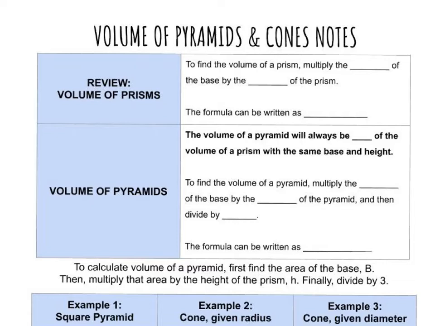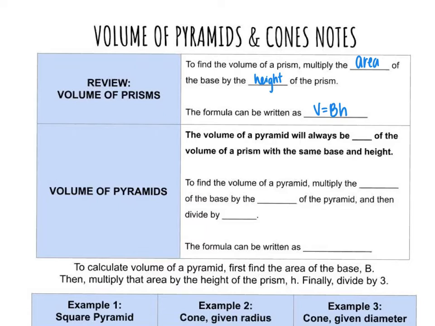To find the volume of a prism, you multiply the area of the base by the height of the prism. That formula can be written as V equals capital B times H, where that capital B represents the area of your base.